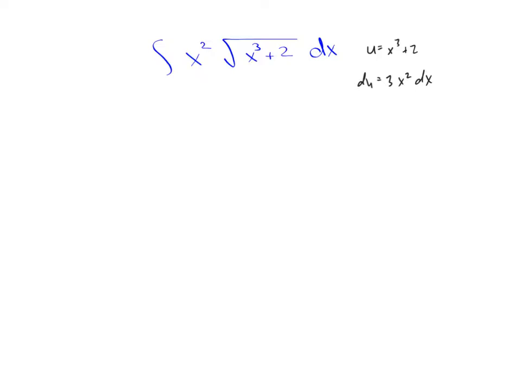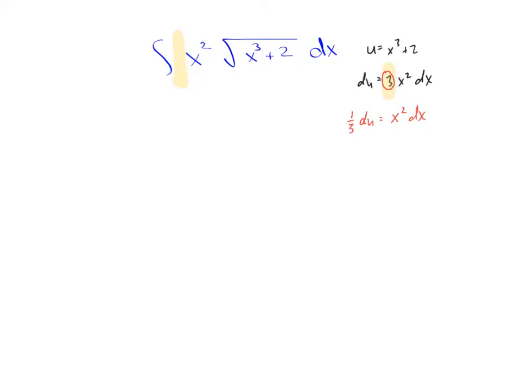But what you notice here, and what makes this one, other than the square root, a little bit more challenging, is there's a 3 here. There's not a 3 there. That's a little bit weird. So it's not a perfect one-for-one substitution. But what's cool is if I write that 3 on the other side, and how do you bring a 3 to the other side of the equation? You divide by it. 1/3 du is equal to x squared dx.